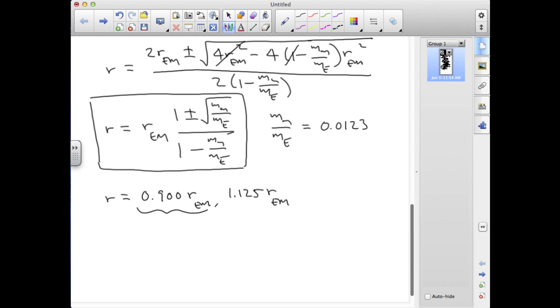So we have that the Earth-Moon separation is 38 times 10 to the 7th kilometers, and so we end up with r being equal to, this is the Earth-satellite separation distance, 34.2 times 10 to the 7th kilometers, and the value of the satellite-Moon separation then ends up being equal to 3.8 times 10 to the 7th kilometers.